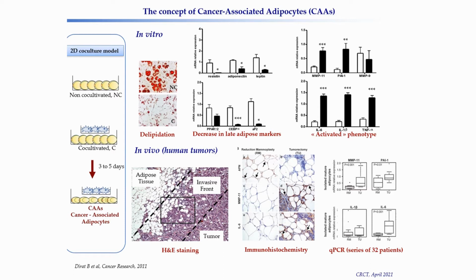By immunohistochemistry, we were able to show that the adipocytes exhibit a decrease in adiponectin, which is a marker of adipocyte differentiation, and overexpress MMP11 and IL-6. And we were also able to isolate these CAAs and perform PCR comparing normal breast with tumor-associated adipose tissue. As you can see here, we found an increase in MMP11, PI1, and IL-6, and the level of IL-6 was correlated to the tumor size and lymph node involvement.